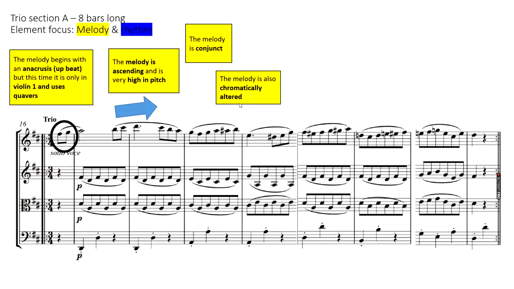The melody is also chromatically altered. From past videos, we know chromatically altered melodies have added accidentals, such as these added sharps and naturals. And a chromatically altered melody was used quite a lot in the classical period to make something sound a bit more interesting.